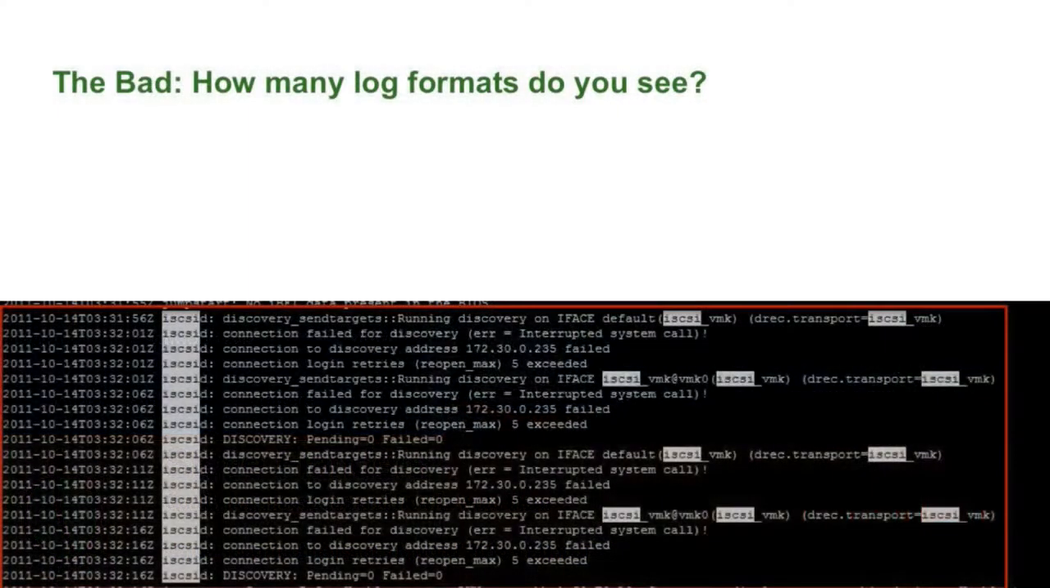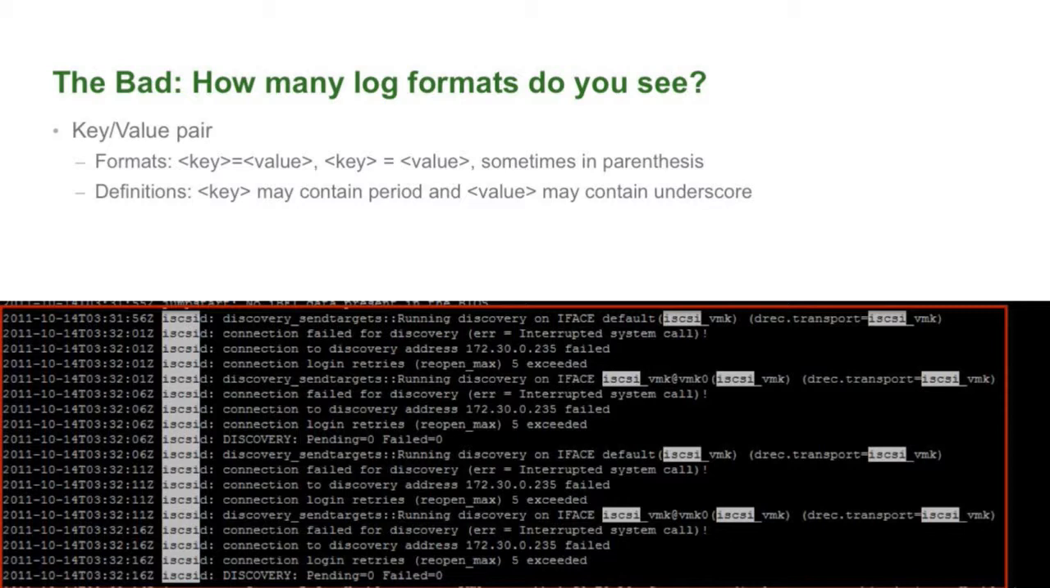Let me help. First, we have some key value pairs. That's nice, that's easy to extract. However, there's several different formats for the key value pairs. First, you can see that we have key equals value. Sometimes there's a space between the key, the equal sign, and the value. Sometimes the value is in parentheses, and the key might contain a period, the value might contain an underscore. There's all sorts of different formats going on here. This makes it really hard to extract out the useful bits of information. I guess if you're really good at regular expressions, it's possible, but life is a little bit harder because there is no standard structure here.